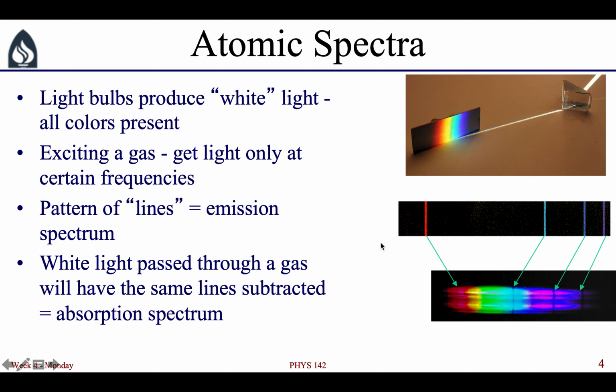On the other hand, if you take a cool gas and shine white light through it, then you will get those same exact wavelengths subtracted from the overall rainbow of colors. So you'll have just the red line missing and just the cyan line and the blue and the purple. Those lines will be missing from the white light that was passed through the gas as the atoms were excited by those specific colors.